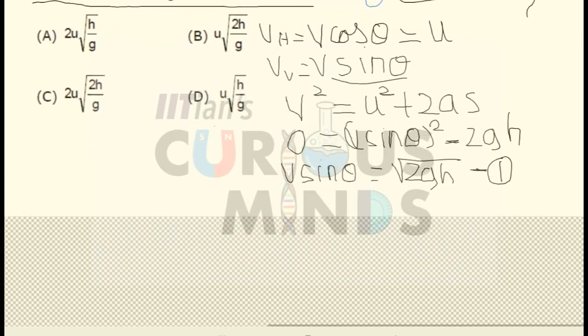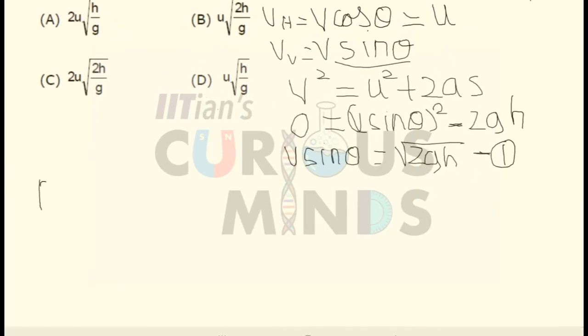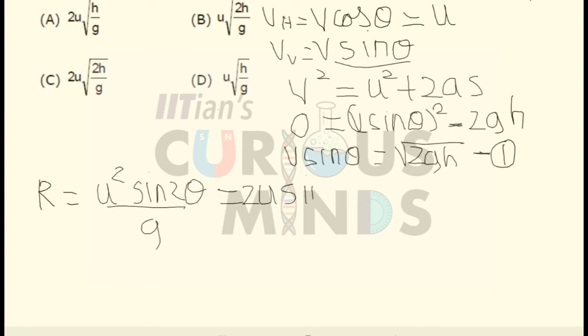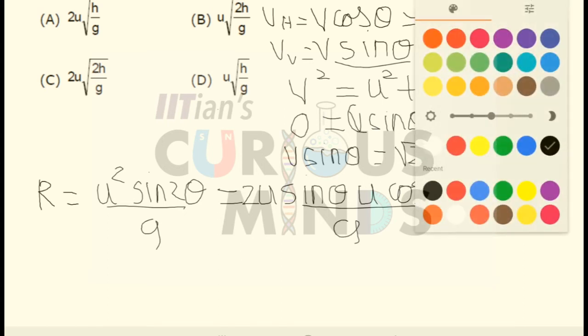We have to calculate the distance on the ground where the ball strikes, that is, we have to calculate the range. The range is given by u square sine 2 theta divided by g, which is equal to 2u sine theta u cos theta divided by g. What I have done is, instead of sine 2 theta I have written 2 sine theta cos theta, and I have separated 2 u's.